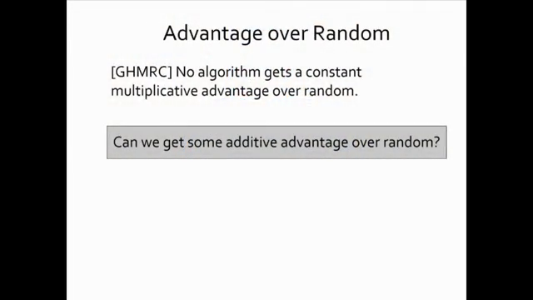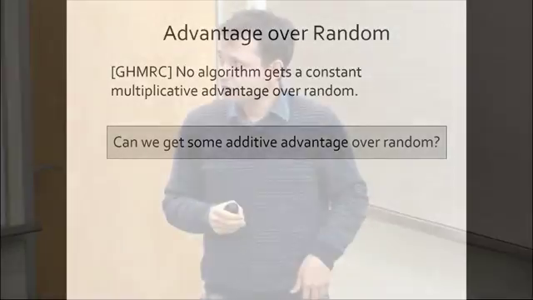So in other words, no algorithm gets any constant factor advantage over random, right? And then it's natural to ask if we can get at least some additive advantage over random. So we cannot improve the approximation factor. Maybe we can just do a little bit better than random.